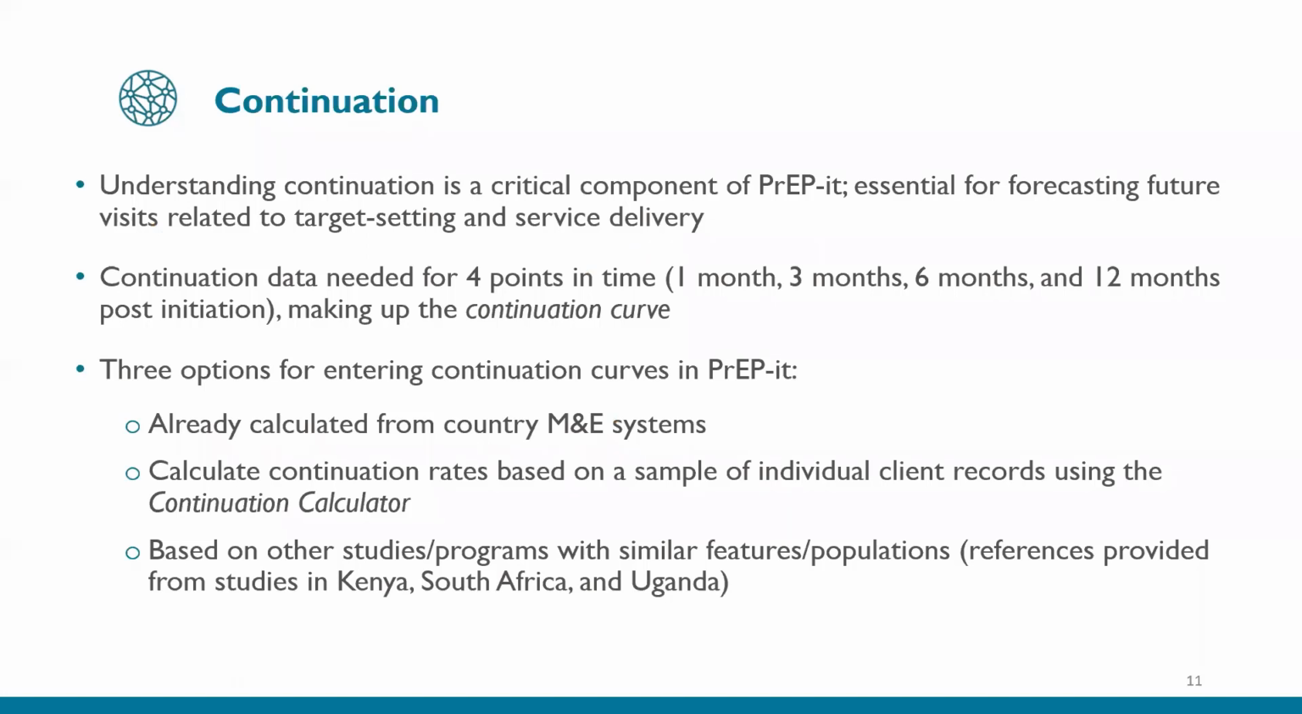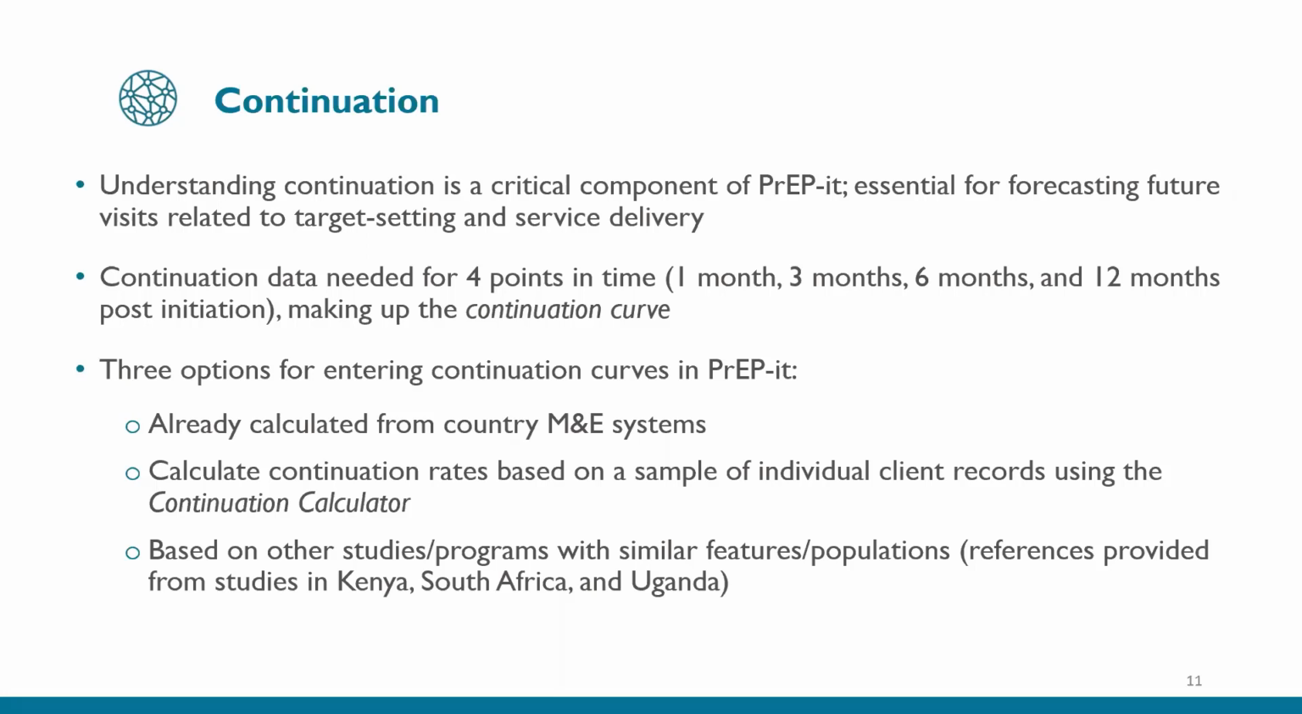I wanted to focus on a couple of aspects of the tool. So one of them is the continuation rates, and this is a critical component of the tool. It's essential for forecasting the future visits related to the target setting and service delivery. So the continuation rates mean the percentage of clients who are continuing to come back for visits at 1 month, 3 months, 6 months, or 12 months after initiation. And we require input of data for continuation rates for 4 points in time, and we call that a continuation curve. So there are different options for entering continuation curves into the tool.